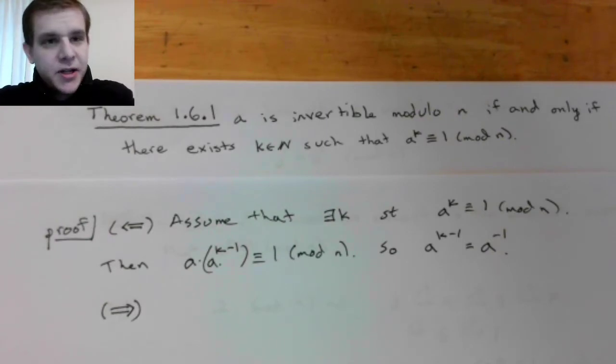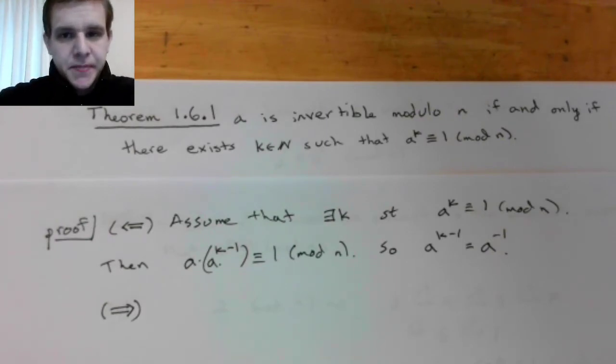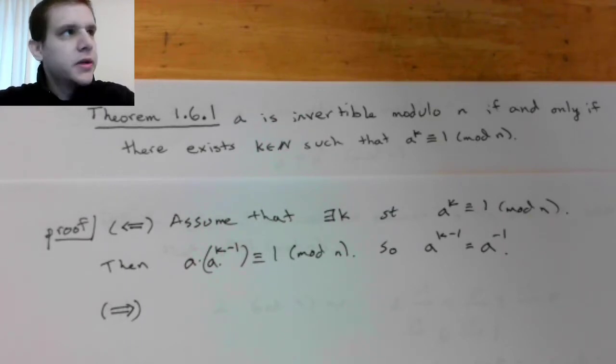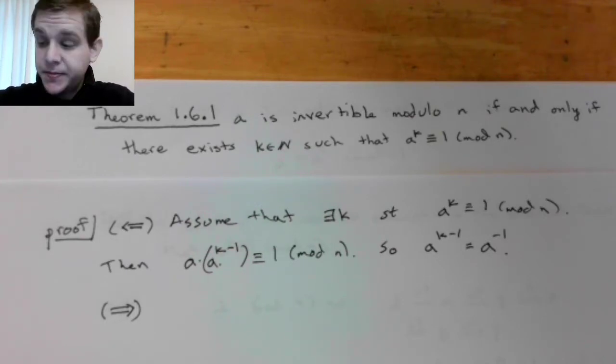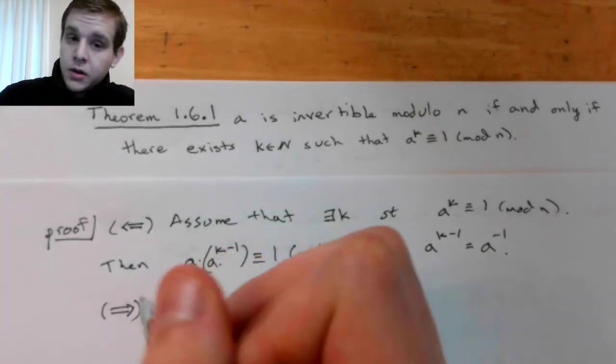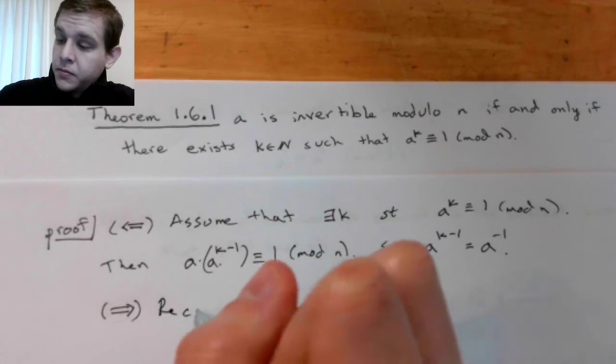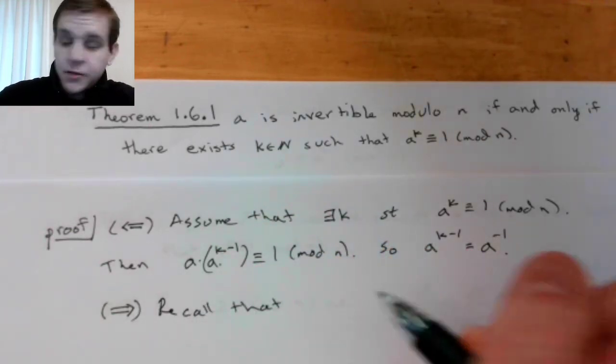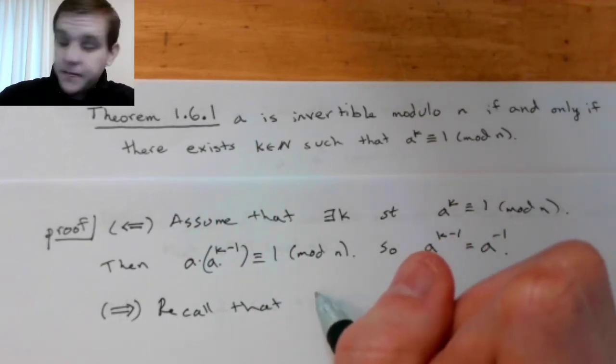Okay, so I promised that was the easier part, so let's now do the harder part. Now I want to assume that a is invertible modulo n, and I want to find some k such that a to the k is congruent to 1. And here we're going to use something we used before, which is called the pigeonhole principle. And what do I want to do? So recall that I can only find n congruence classes modulo n.